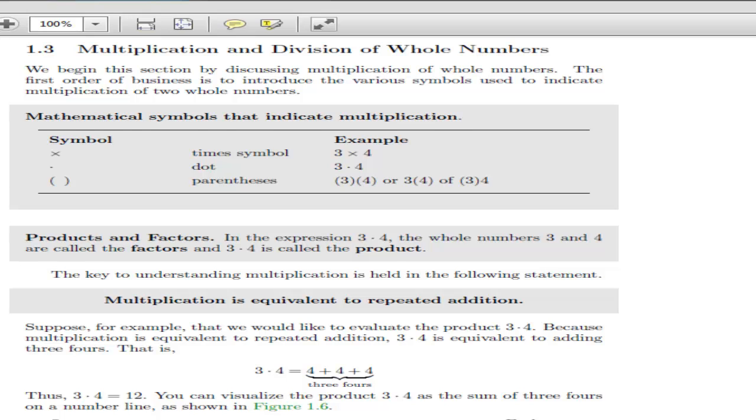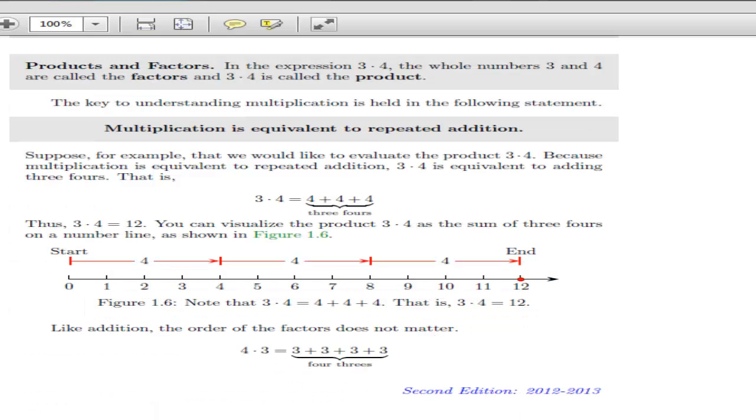The key to understanding multiplication is held in the following statement: multiplication is equivalent to repeated addition. Suppose, for example, that we would like to evaluate the product 3 times 4. Because multiplication is equivalent to repeated addition, 3 times 4 is equivalent to adding 3 fours. That is, 3 times 4 equals 4 plus 4 plus 4. Thus, 3 times 4 equals 12.